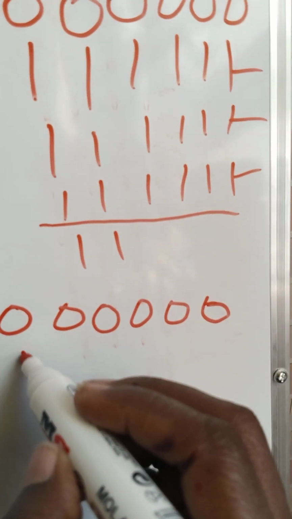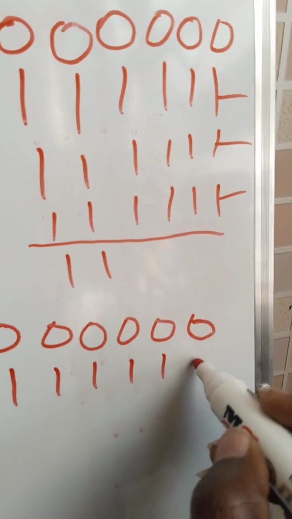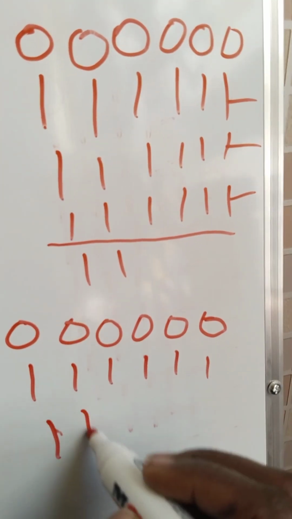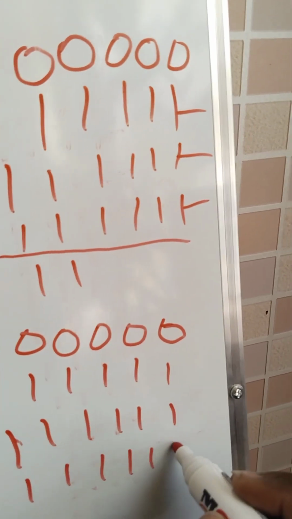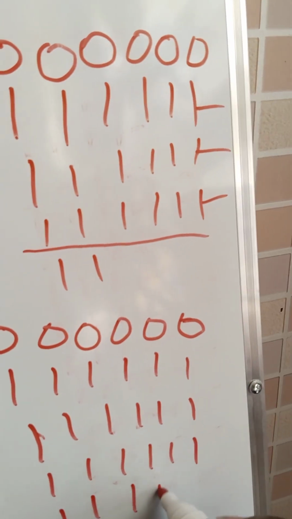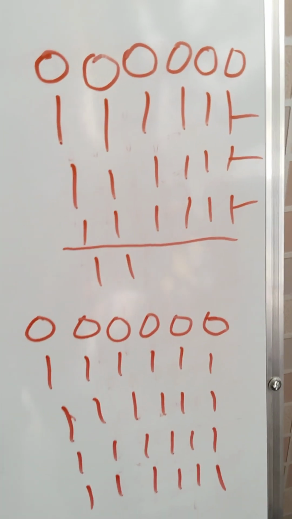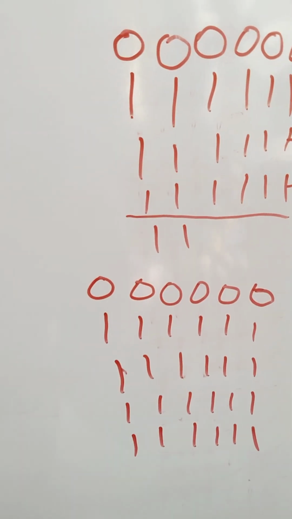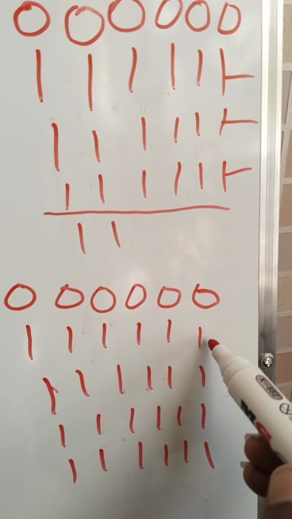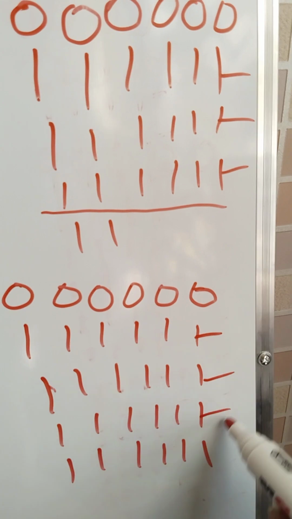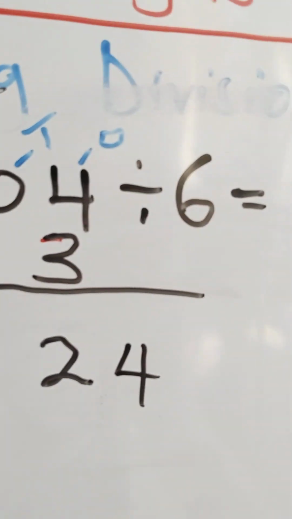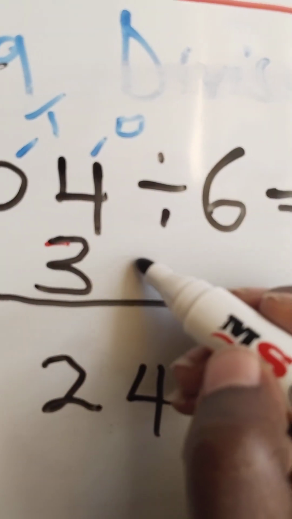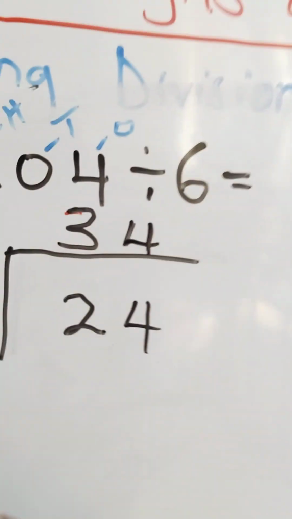So we say 1, 2, 3, 4, 5, 6, 7, 8, 9, 10, 11, 12, 13, 14, 15, 16, 17, 18, 19, 20, 21, 22, 23, 24. So how many did each get? Because 24 is what they want and we don't have any remaining. So how many did each get? 1, 2, 3, 4. So our answer, each got 4 balls. So we put our 4 here. So it's done.